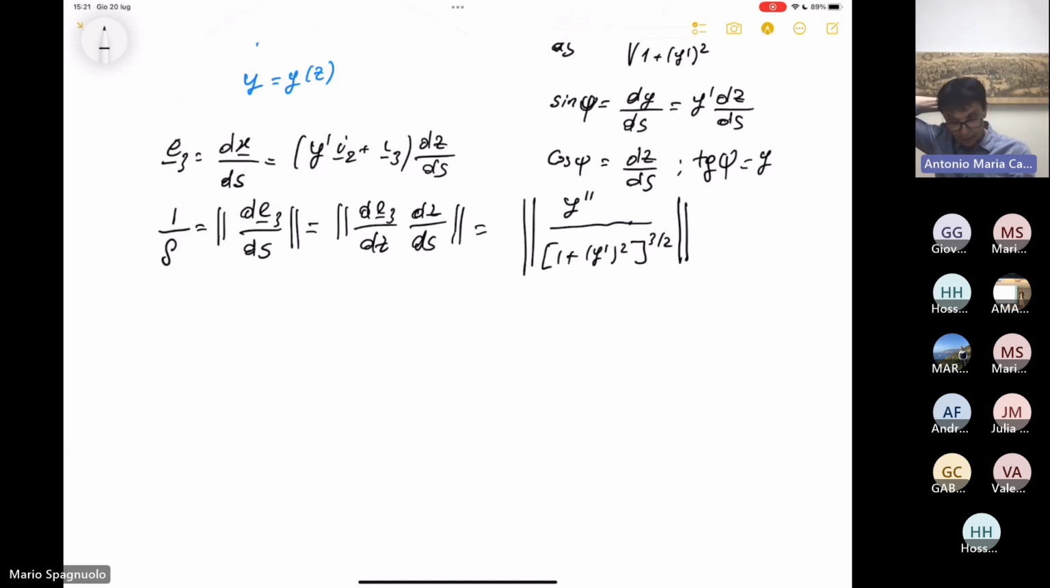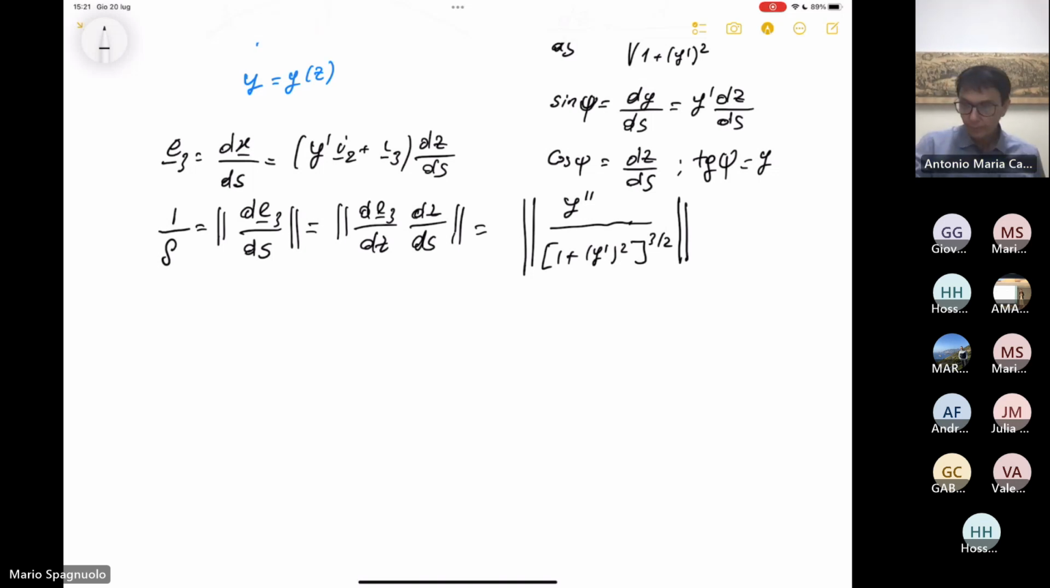So now, with these geometric preliminaries, we have to rewrite the equilibrium equations, and the compatibility and constitutive equations in these new coordinates.